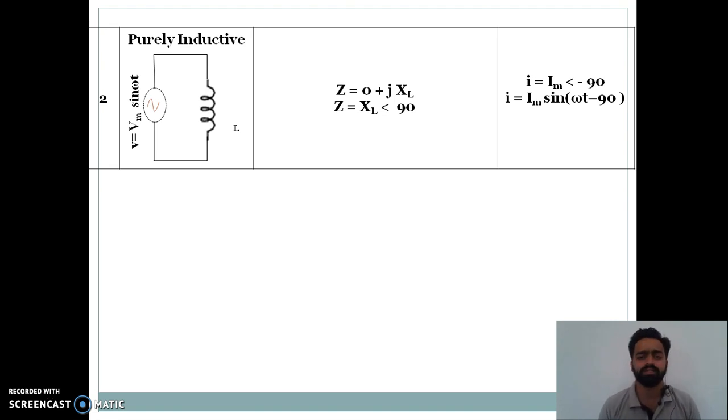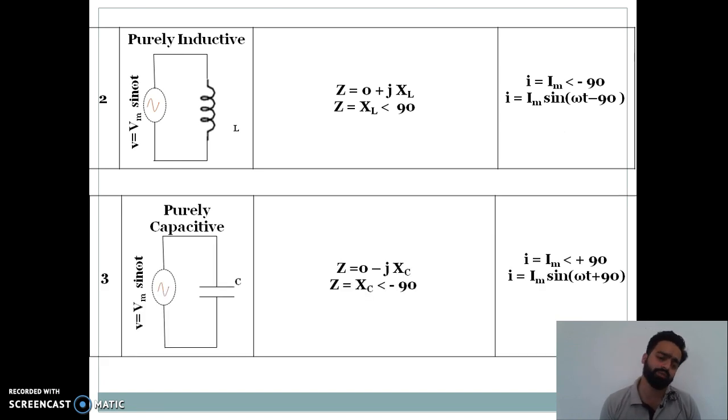So when impedance is making an angle of 90, automatically when you calculate current, as current is the ratio of voltage by impedance, and in case of division we subtract the numerator angle from the denominator angle, so the current equation is going to become Vm angle 0 divided by XL angle 90. So further your equation of current will be I is equal to Im angle minus 90. That means current lags behind voltage by 90 degrees for a purely inductive circuit.